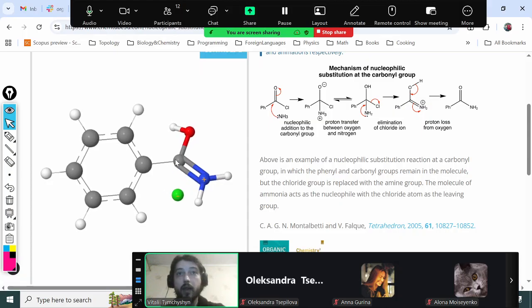So you see this bond to chlorine has broken, and here we created a double bond. Now chlorine leaves with the minus charge, so it took the bonding electrons with it, and is going away.